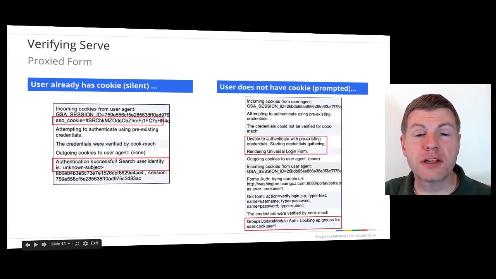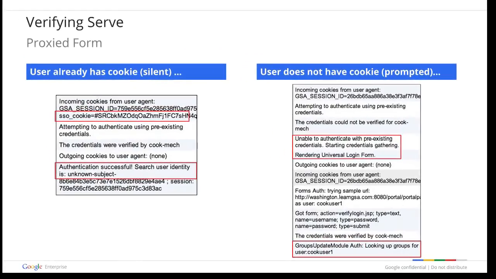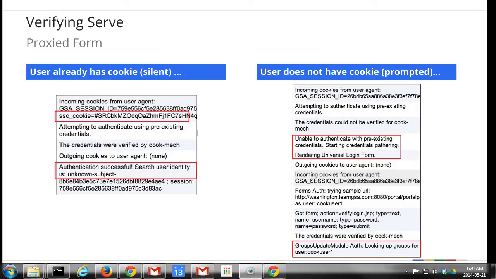Within serving logs and security manager logs, you should be able to verify successful authentication using cookies. If the user already has the login cookie, the GSA will not prompt the user for credentials, but will simply send the cookie to the content server. The GSA will not know who the user actually is in this case, as it doesn't have the username, just the cookie. Note the identity being marked as unknown subject in the first screenshot.